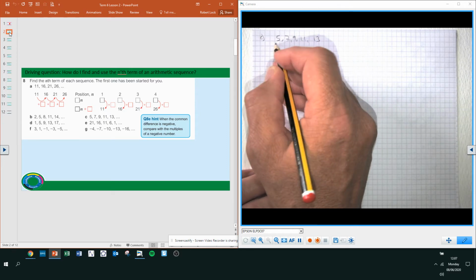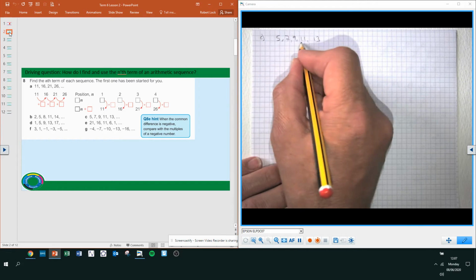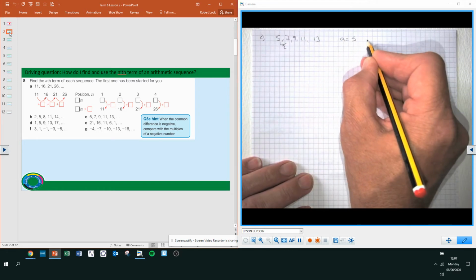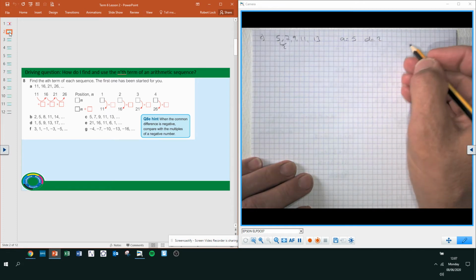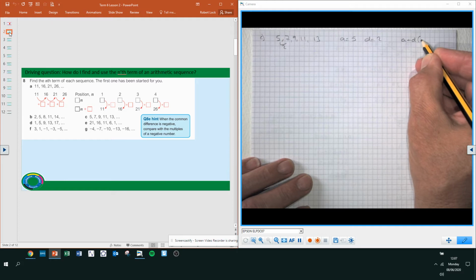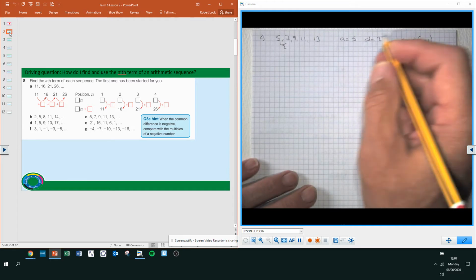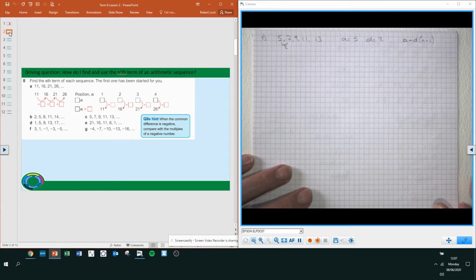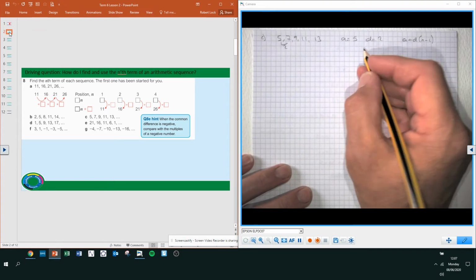Going through that, odd numbers, difference is 2. First is that A equals 5, D equals 2. I'm using the formula A plus D bracket n minus 1 bracket. Good practice to keep on writing out this formula. You get it in your head.